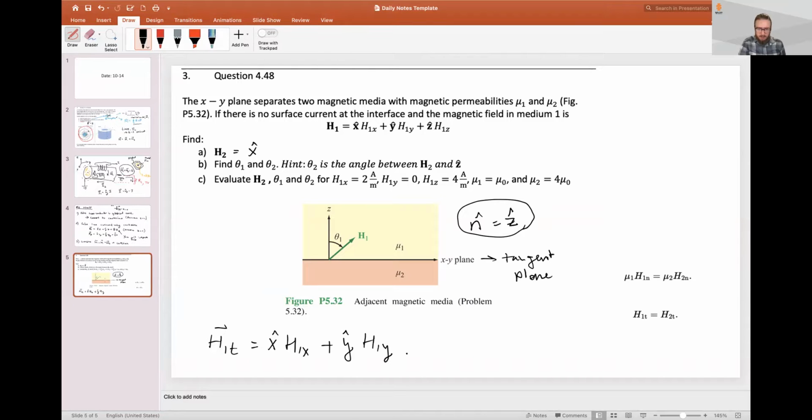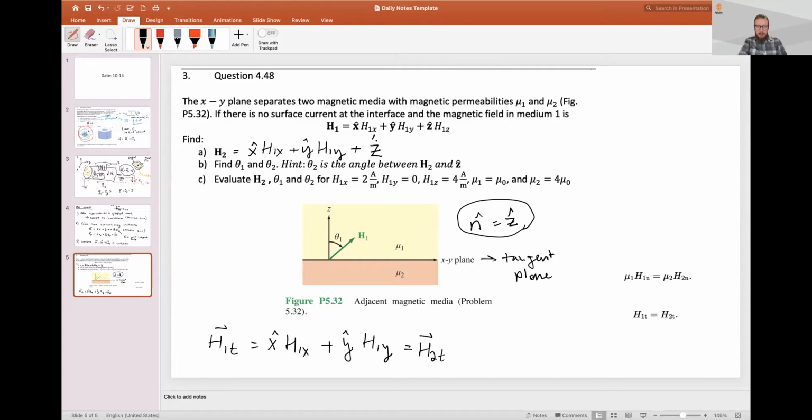All right, if we know this, what should the X be here now? For H2, what's the magnitude in the X direction? Negative H1. Sorry. Like this? Yes. Okay. And what about Y? What's the magnitude? It's the same, H1Y. Yeah, exactly.